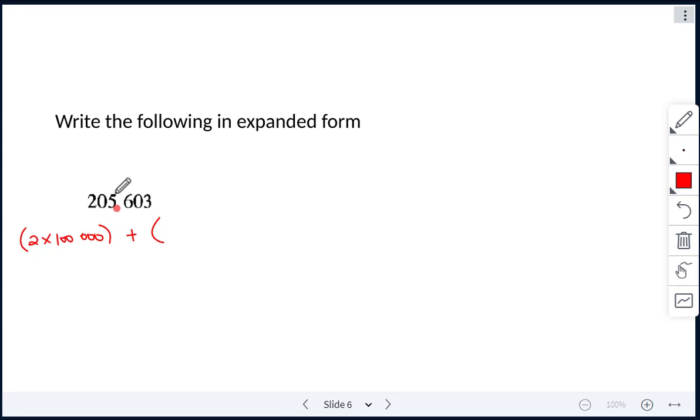So we'll go straight to 5. 5 is in the thousands place. So 5 times 1,000. Then we have 6 in the hundreds place. So 6 times 100. And then again, we have a 0 in the tens place. We don't have to worry about that. So we have 3 in the ones place. And that's it. That's the expanded form.